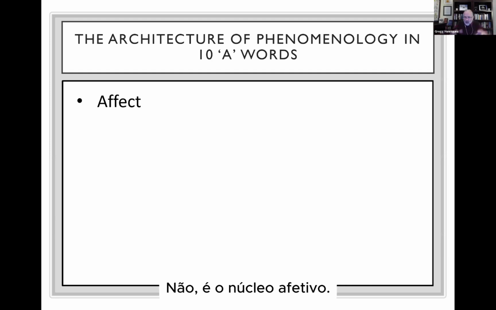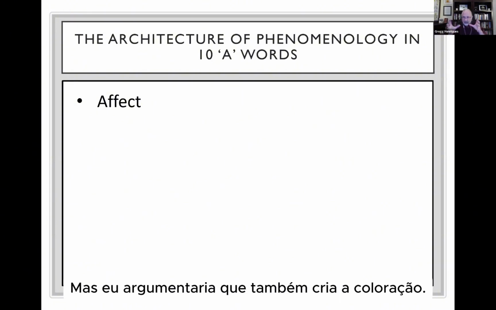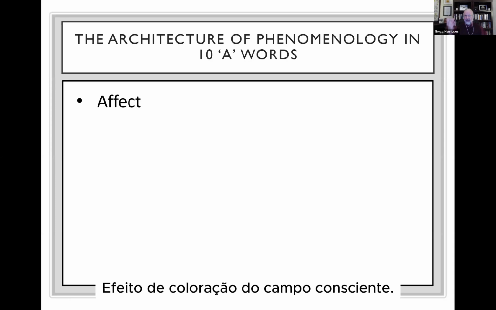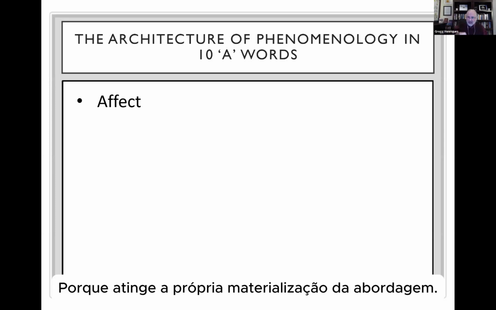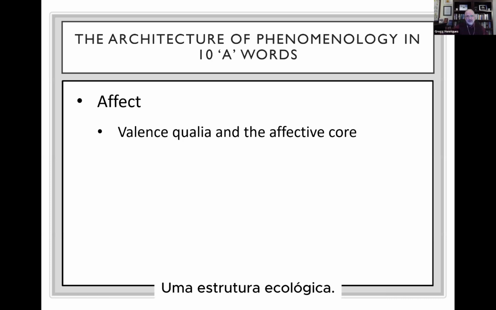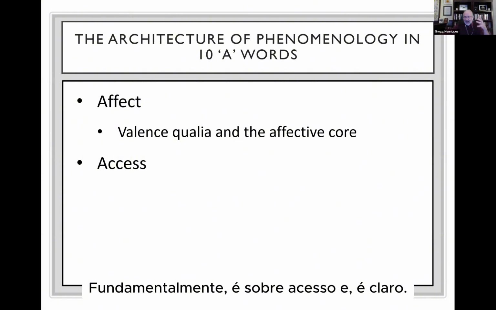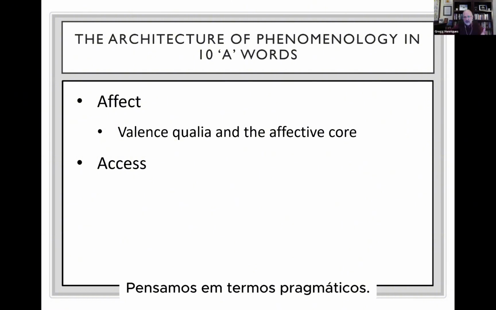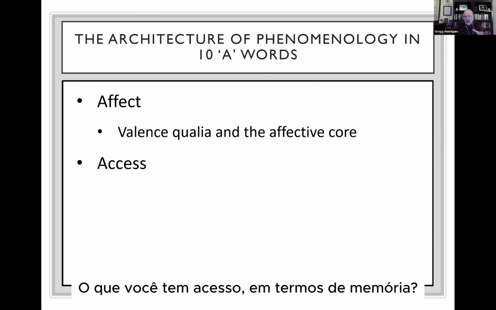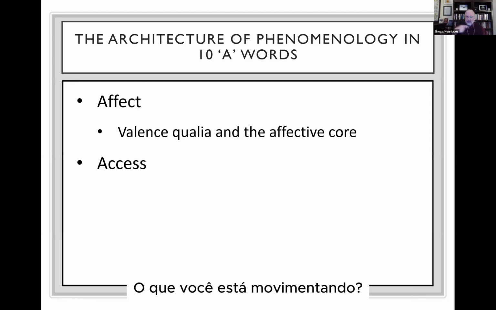It's the affective core. It of course has evaluations in relationship to what we experience, but I would argue it also creates the affective coloring of the conscious field, because it goes to the very embodiment of approach and avoid and the affordances that we sit in within an ecological structure. This gives rise to the angle of valence, qualia, and affective core. Global workspace, as Ned Block argues, is fundamentally about access. And of course, if we think about it in pragmatic terms, what do you have access to memory-wise? What's on the stage of awareness in relation? What are you moving around?